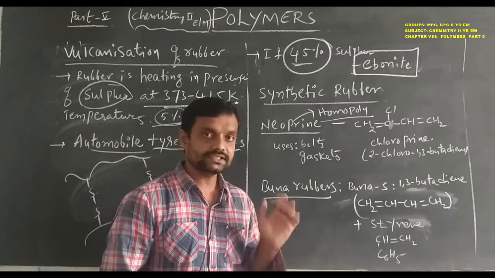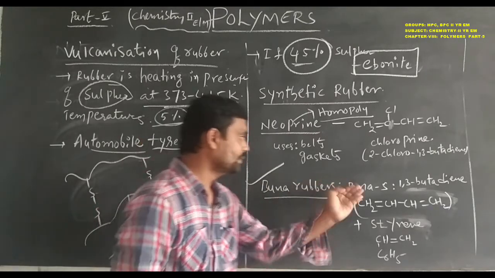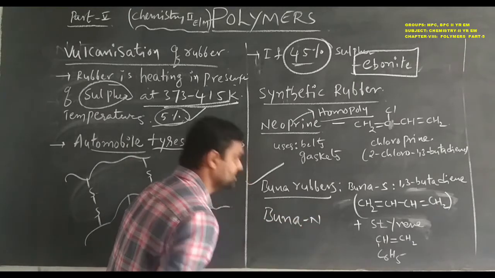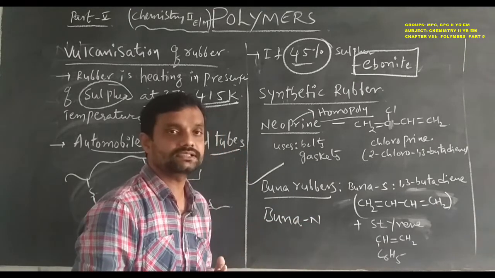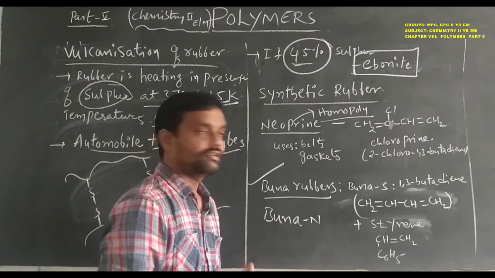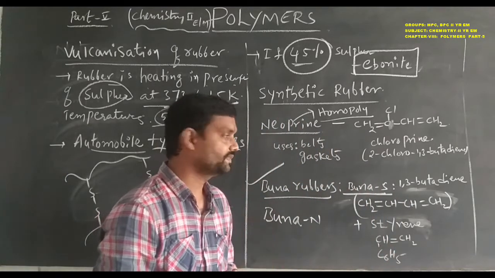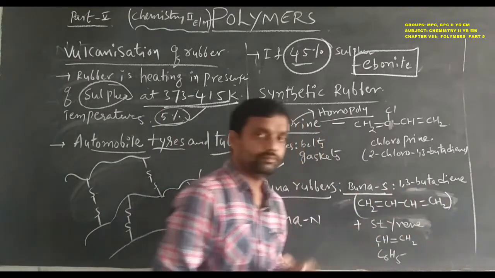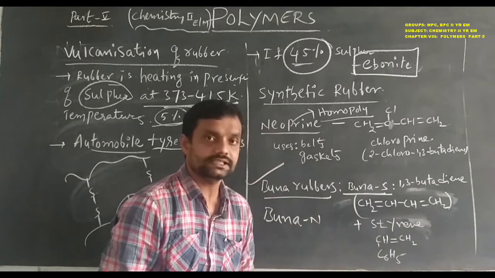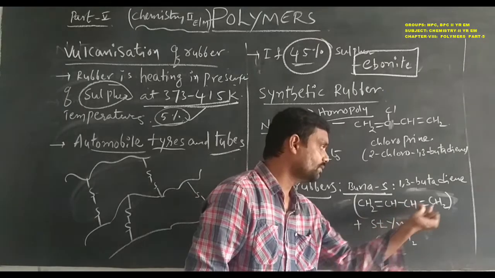Another example of synthetic rubber is the Buna rubbers. Among the Buna rubbers, Buna S is present. Similarly, Buna N is also present. These are the examples of synthetic rubbers, Buna S and Buna N. For example, in Buna S synthetic rubber, the monomers are 1,3-butadiene and styrene. 1,3-butadiene means CH2=CH-CH=CH2.